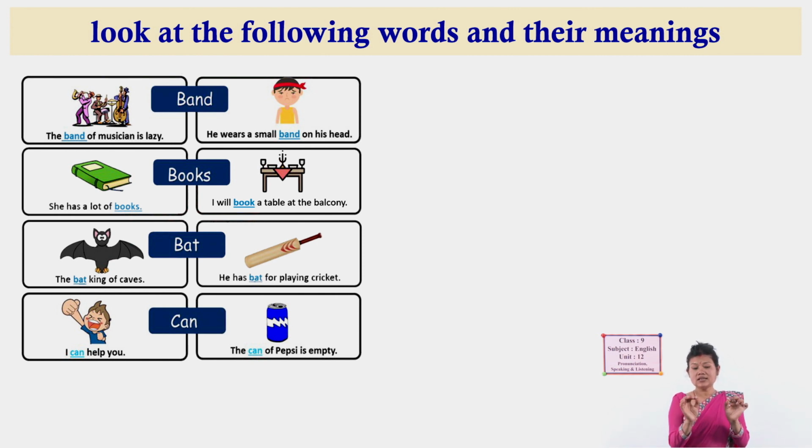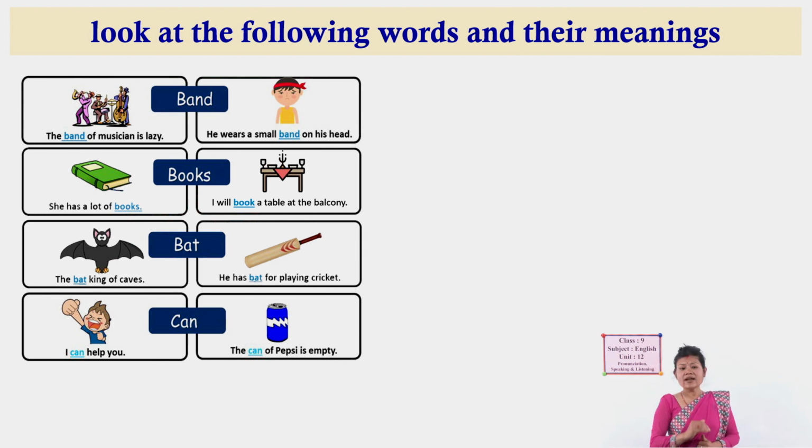A sentence made using the word band. The band of musicians is lazy. So, here what is the meaning of band? According to this context, we can guess that band refers to an association of musicians, an informal group of persons who play musical instruments.